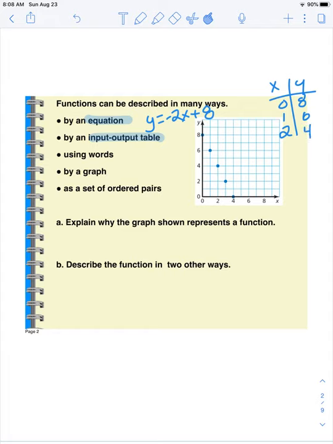We can also describe a function using words. How would we do this? Well, on the y-axis, x is 0, y is 8. Looks like the graph goes down by 2, and it looks to be linear. All right, we can also describe them by a graph. That's what's pictured on the right. And then a set of ordered pairs. So if I were to list out all the points on this graph, I would have (0, 8), (1, 6), (2, 4), (3, 2), and (4, 0).